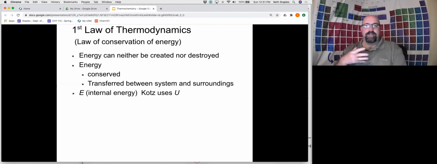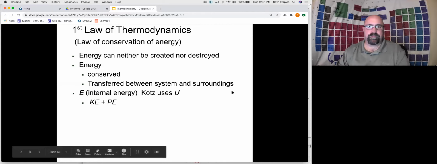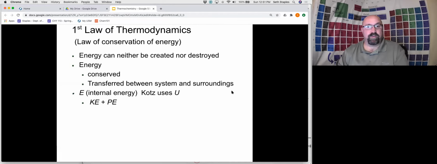And so U is the total amount of energy within a system, the kinetic plus the potential energy. We talked about the differences between those. Oftentimes it cannot be measured directly, and so we'll look at ways that we can go about measuring these.